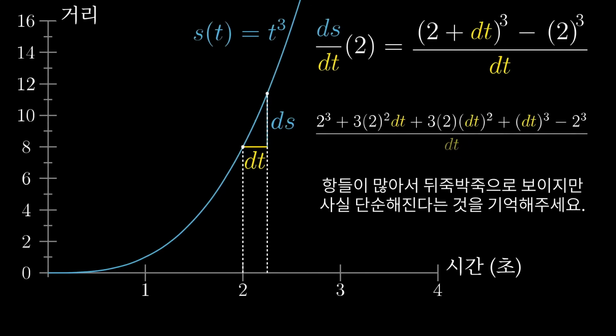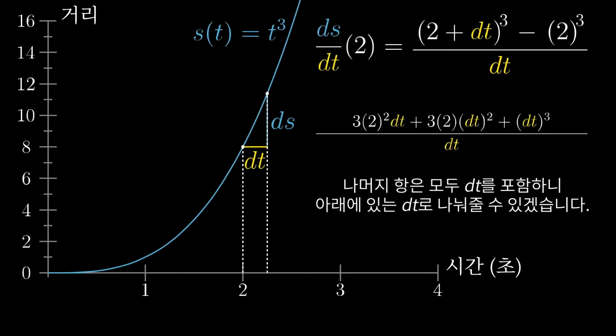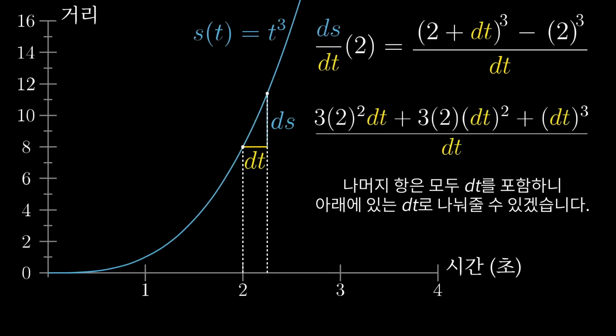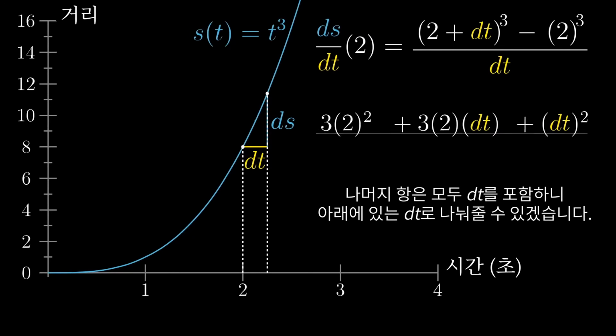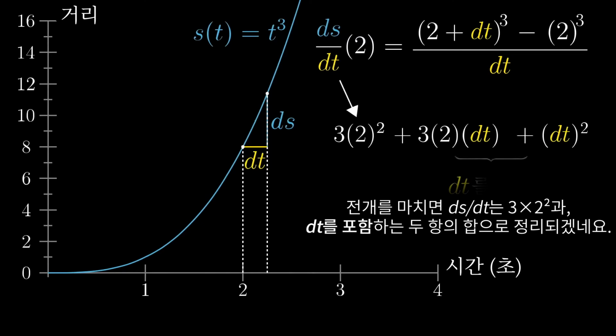Now there's a lot of terms, and I want you to remember that it looks like a mess, but it does simplify. Those 2 cubed terms, they cancel out. And then everything remaining here has a dt in it. And since there's a dt on the bottom there, many of those cancel out as well. What this means is that the ratio ds divided by dt has boiled down into 3 times 2 squared plus, well, 2 different terms that each have a dt in them.